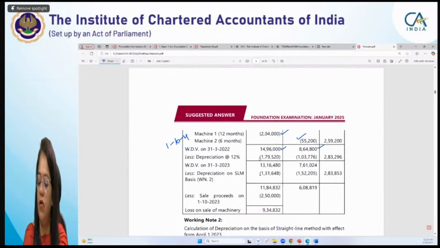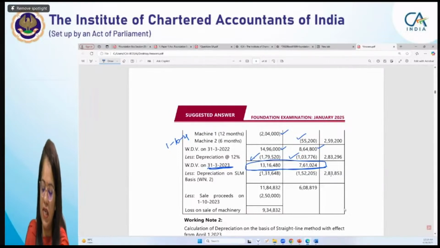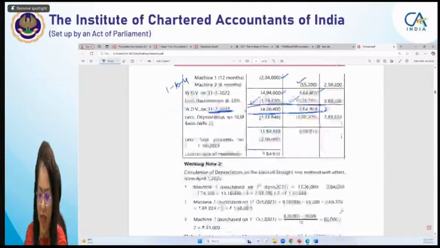Then we have WDV minus, written down value of the asset, both the assets. Then comes the depreciation for 12% for the another 2 years. This depreciation will be for the whole year. Then comes out to be the WDV on 31/3/2023. हमें इसी WDV को ही चाहिए. Why do we need this WDV? तभी तो हम कैलकुलेट कर सकते हैं इसकी depreciation. फॉर दिस इसकी कैसे डेप्रिसिएशन कैलकुलेट की जाएगी?